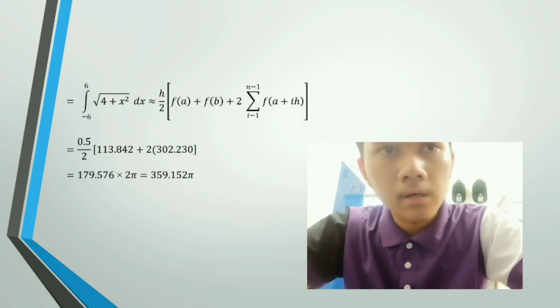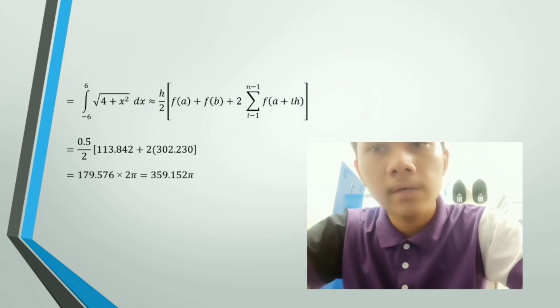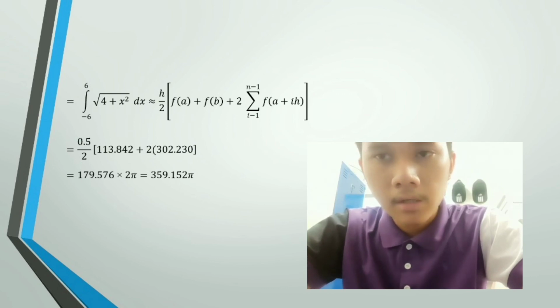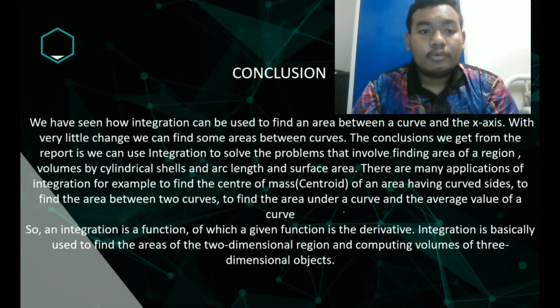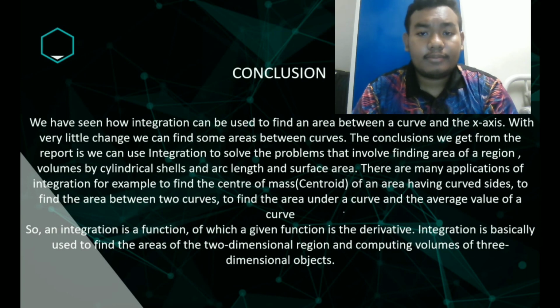So after that we get the answer, which is 179.576. We multiply it by 2 pi because we need to find the surface area in the formula. We need to find the surface area of the flower pot, so we multiply it by 2 pi. So the final answer is 359.152 pi.